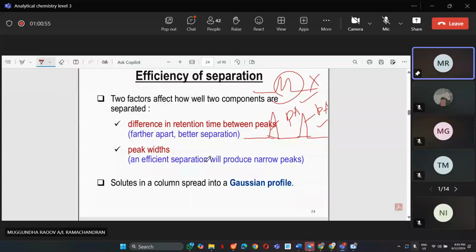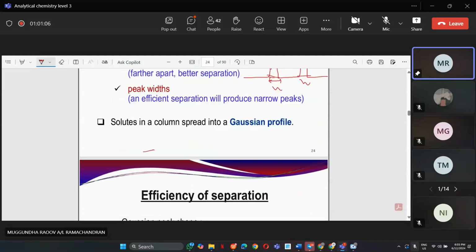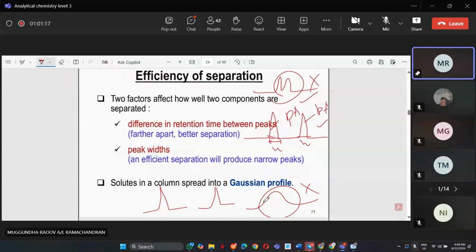This is the peak width, W. An efficient peak will give you a narrow peak. A narrow peak means something like this. We don't want a broad peak like this. This is not a good peak. In chromatography, if the peak is very broad, we call it a very broad peak, and the separation is not good. The peak should be narrow, so that we can say the separation efficiency is good.